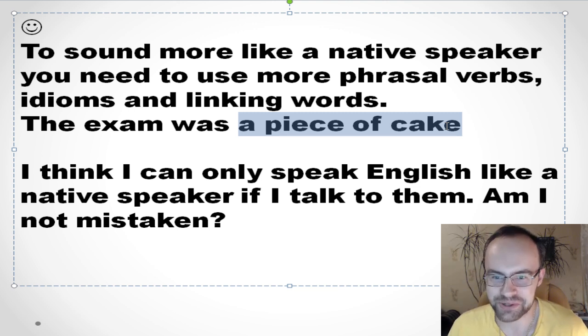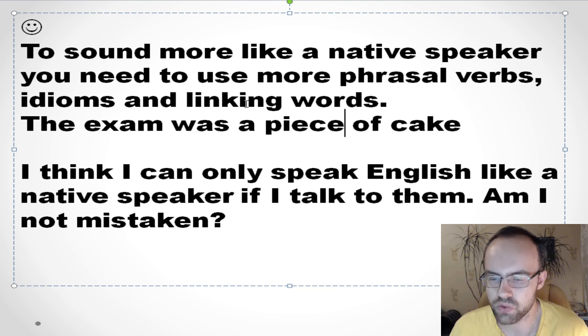So the exam was very easy, or maybe your English level is strong advanced and you think, oh, this lesson is so easy. You can say, oh, this lesson is a piece of cake for me. It's an idiom, yeah? And you need to know lots of idioms. You need to know lots of phrasal verbs, okay? And linking words, it's an important thing. Maybe you knew this idiom, piece of cake.